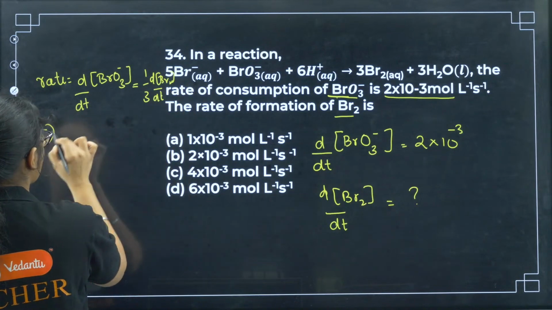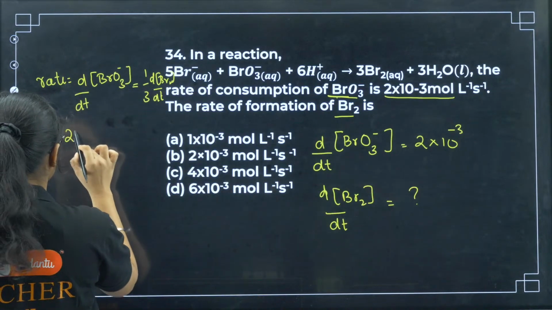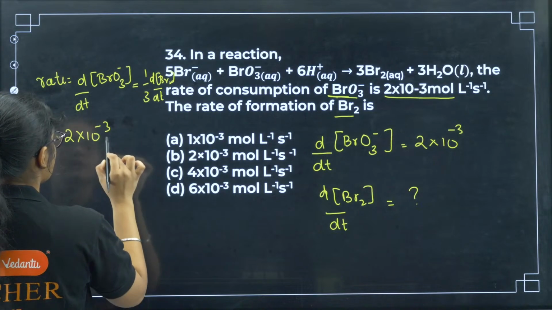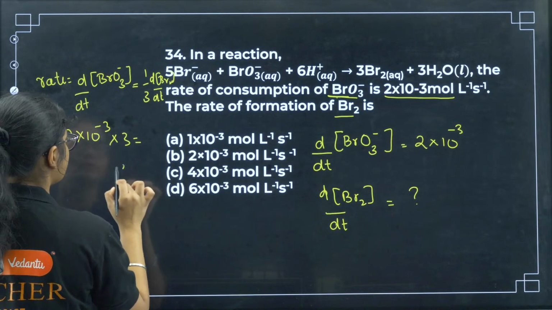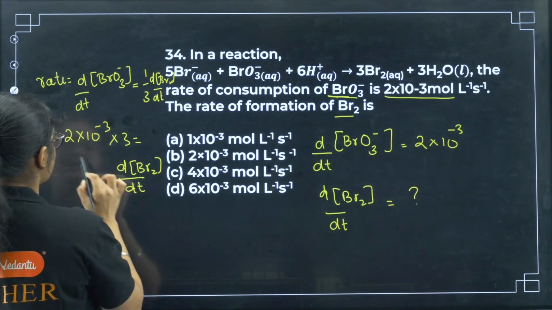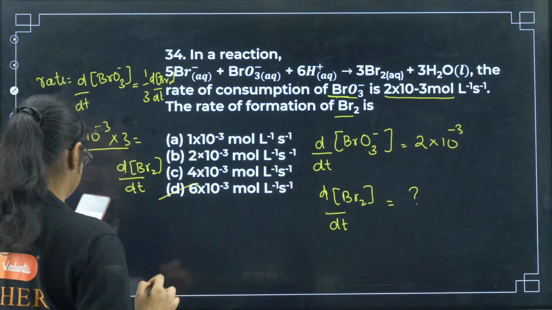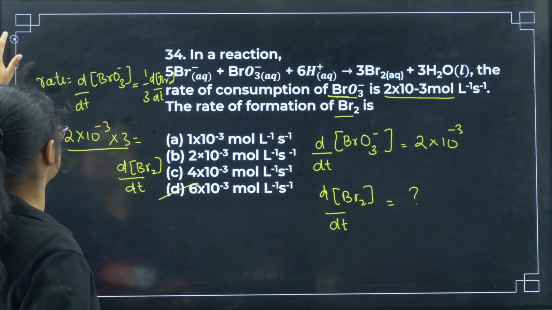So now what will happen? d[BrO3 minus]/dt is how much? 2 into 10 to the power of minus 3, into 3 is equal to d[Br2]/dt. So how much will it be? 6 into 10 to the power of minus 3. Yes, 34 D is the correct answer.